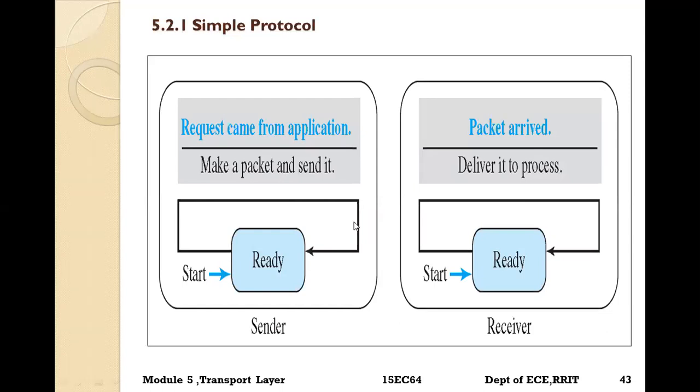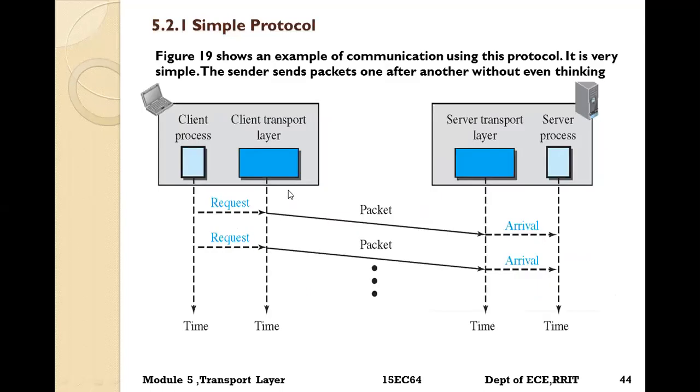So this FSM, you can go through that. It's a simple understanding. Here in this diagram, whenever a request packet message comes to the transport layer, the transport layer will make a packet, and that packet will be sent to the receiver.